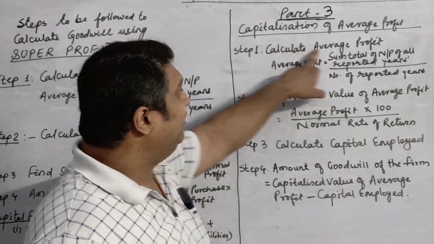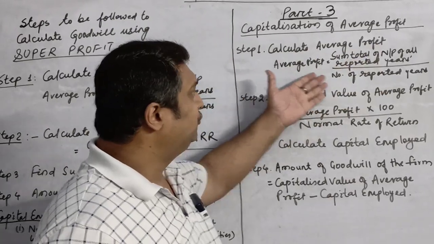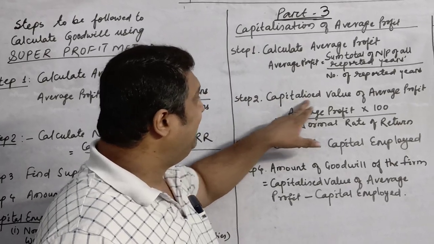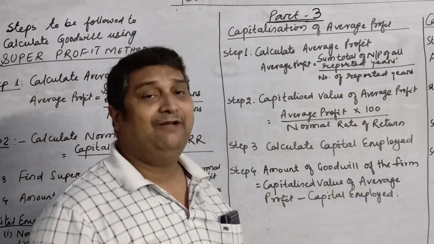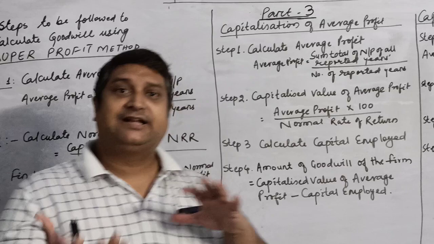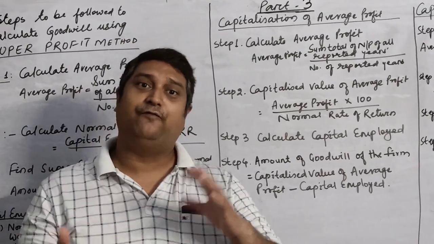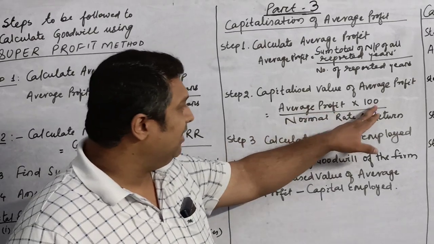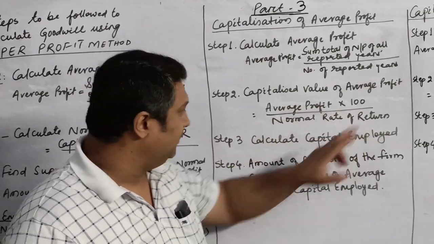Step 1, we will calculate average profit as usual by using the same formula. Second step is to capitalize the value of average profit. That means we will convert our average profit in the form of a capital. So we can use the formula: average profit into 100 by normal rate of return.